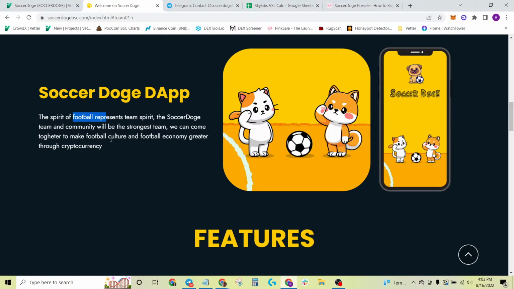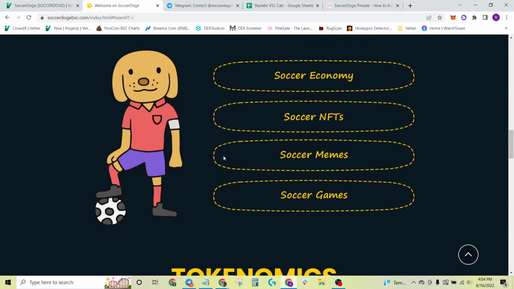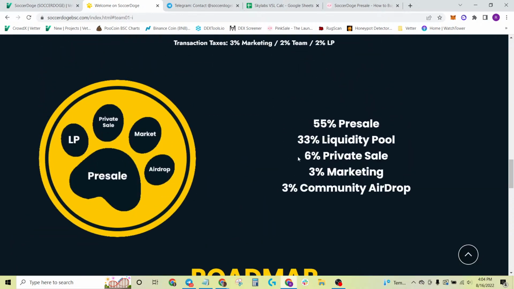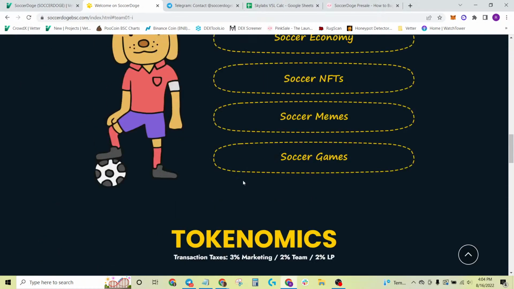And so they reference football two times in the sentence. So it gets me on that mindset of an international community calling it football. But then the project is called Soccer Doge. But then they say, like I said, so anyway, this is not a big deal. It's just something I'm looking for: consistency and clear marketing, clear messaging throughout all their stuff.